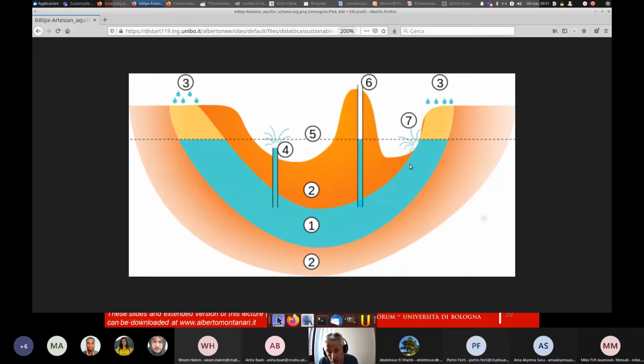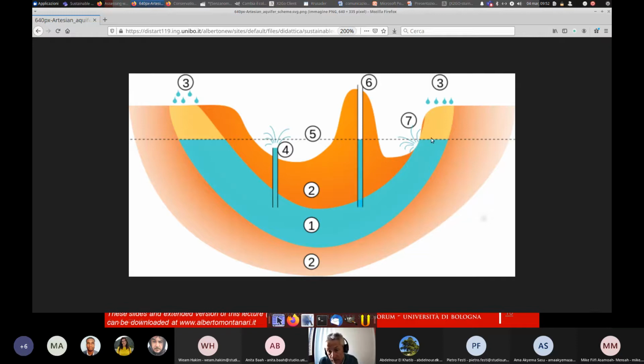Now, if you look at the right part of the graph and you look at the aquifer, there is a place, number 7, where the aquifer gets to the surface, and then you get a spring. So water after infiltration may naturally emerge in the form of springs. Springs are surface water due to the emergence, in this case, of an aquifer.